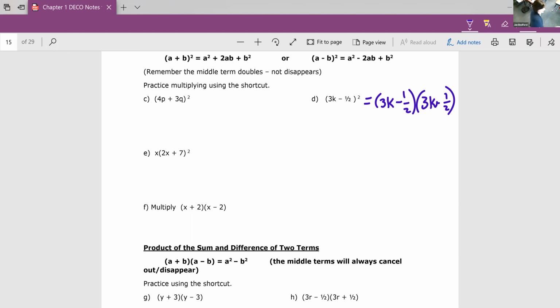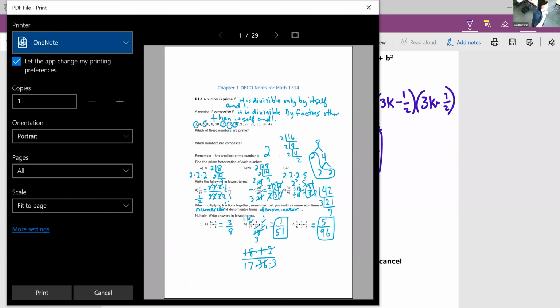I put a box. Yeah, you don't have to put a box. I would put a box. Okay, so 3k. What do I need to write down here? Good, minus 1/2. Across the top row, or the columns, I'm going to have a 3k and a minus 1/2. All right, so let's multiply and let's see what we end up with.